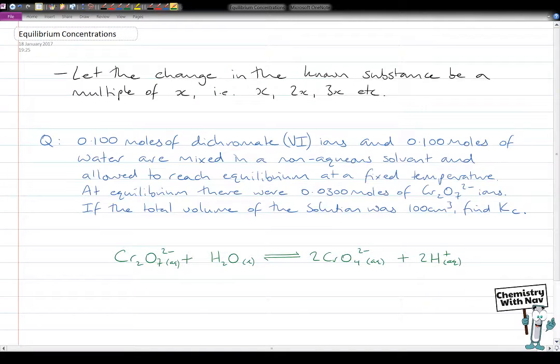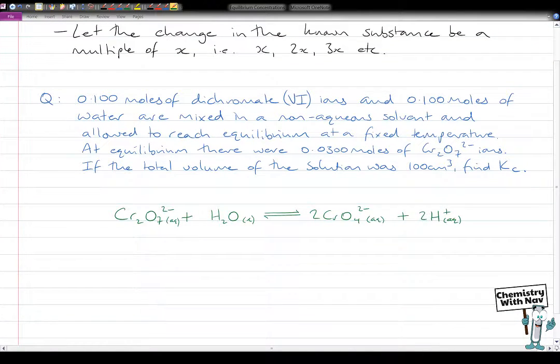In this video we're going to take a look at equilibrium concentrations. Now, calculating equilibrium concentrations can seem quite daunting, but if you keep one simple idea at the forefront of your mind when doing them, then actually it's quite straightforward. And that is just simply let the change in the known substance be a multiple of x, i.e. x or 2x or 3x and so on. So let's look at that in practice.